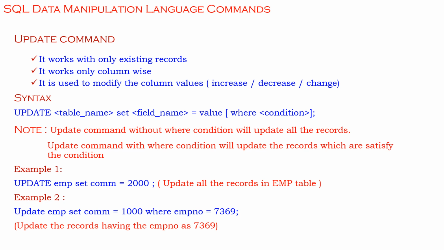Whereas if you want to specify a value for a particular record, then you can specify the WHERE clause. In example 2, UPDATE emp SET com equal to 1000, that is, the com field is set to 1000, WHERE employee number is equal to 7369. So only that particular employee number record will be updated with com value as 1000.